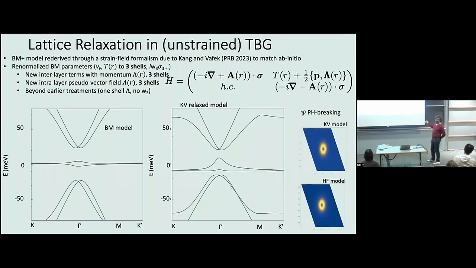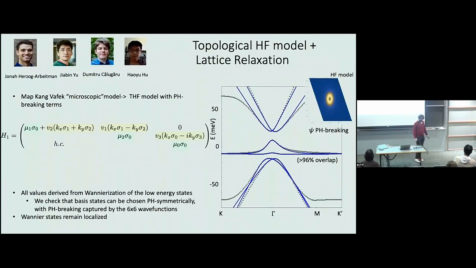There's about 10 to 15% particle-hole symmetry breaking on a ring here. At the gamma point it is still very much particle-hole symmetric. So what you can do is build a heavy fermion model of this Hamiltonian, and this is what Jonah, Jiabin, Dimitri, and Howie did in the past week, and ask, how well does this model fit the realistic band structure?